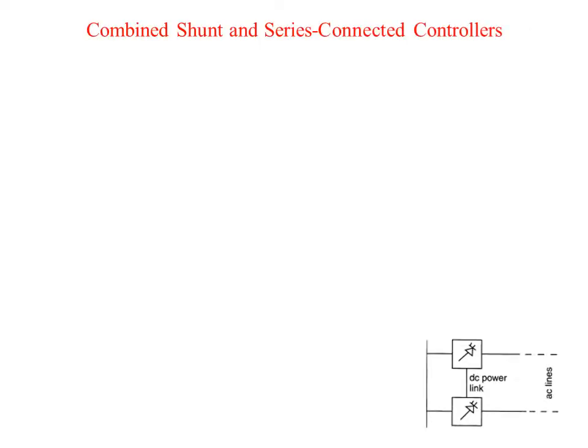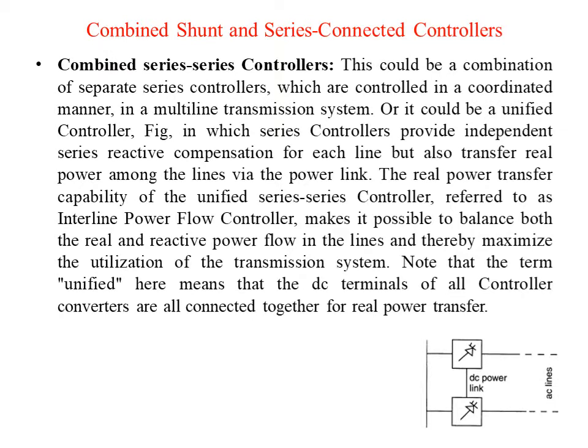The next type of controllers are combined shunt and series connected controllers. Up till now we have covered two types of FACTS controllers. The first one is series and the second one is shunt compensators. Now the third type is combined shunt and series connected controllers. This has two parts: combined series controllers and combined series-shunt controllers. First we'll see the combined series controller.